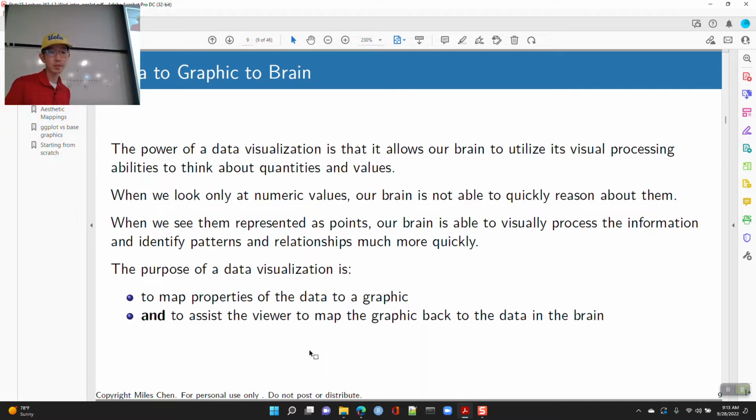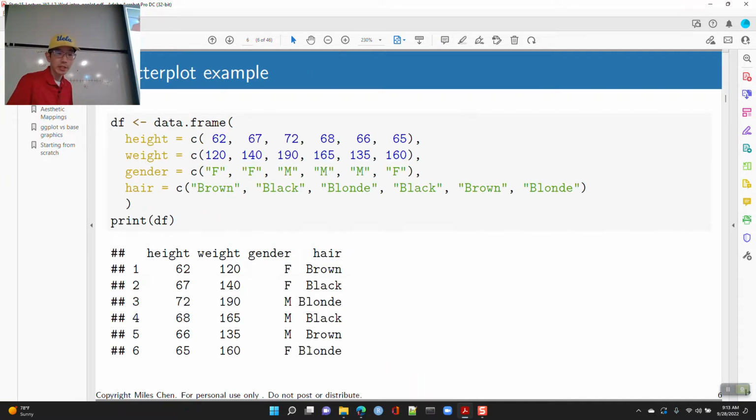Okay, and this allows us to utilize the visual processing parts of our brain to think about quantities and values, okay? Because if I said, hey, is there a relationship between height and weight? Looking at these numbers, it's a little bit hard to think about, okay?